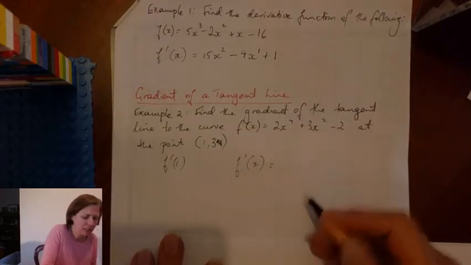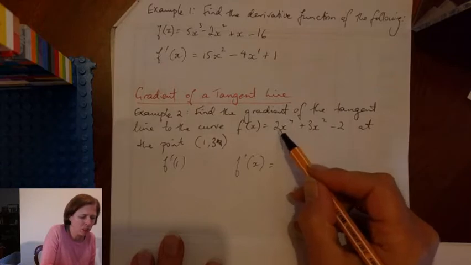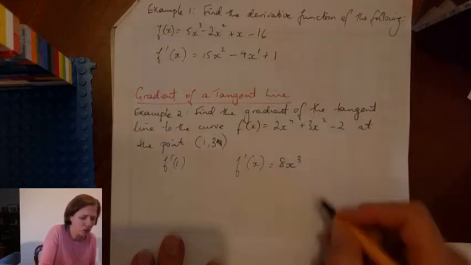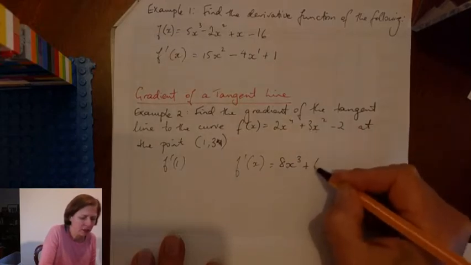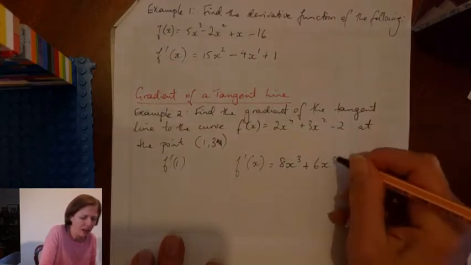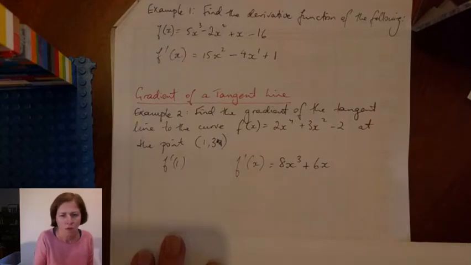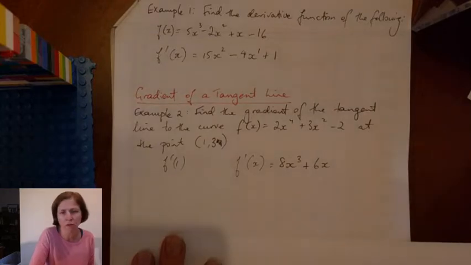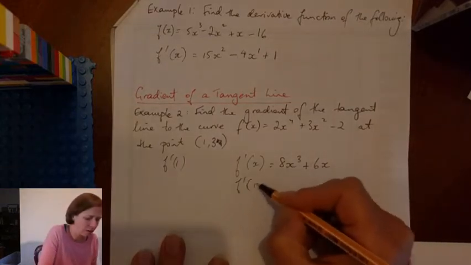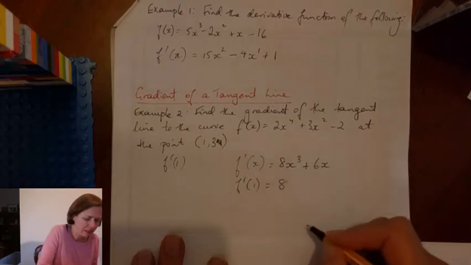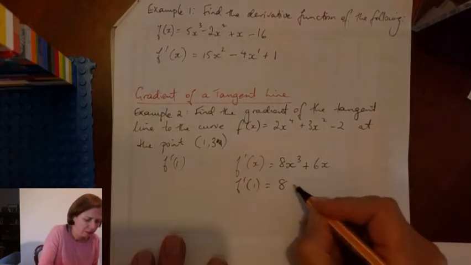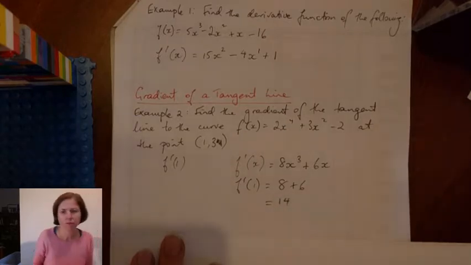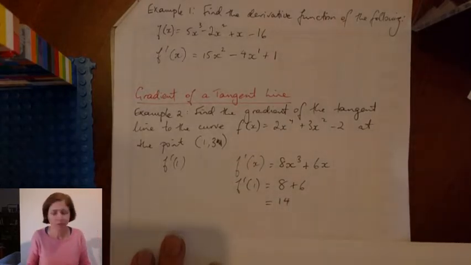So f dash of x: I multiply these numbers together, 4 times 2 to get 8x, subtract 1 from the power, 8x cubed, plus 3 times 2 gives me 6x, subtract 1 from the power, that's 1. So 8x cubed plus 6x. I've got a constant on the end, so there will be no third term in the derivative. Okay, now I can find f dash of 1. That's going to be 8 plus 6, which is going to give me 14. Done. Okay, that's the gradient.